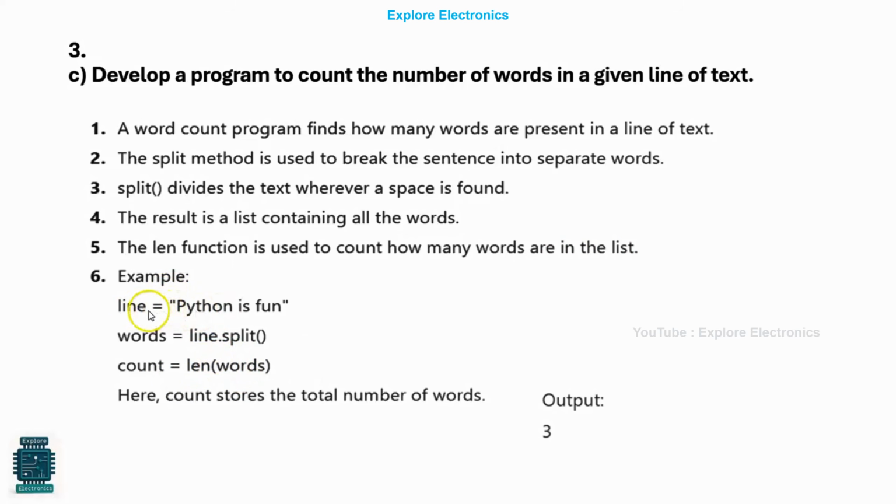For example, I have taken line is equal to Python is fun. This is the line. I have to count how many words are there in the given line of text. Here words is equal to line dot split. I am using the split method here. Count is equal to length of words. It will calculate how many words are there in the given line. Clear? Here count stores the total number of words. Clear? The output is 3 because we have 3 words.